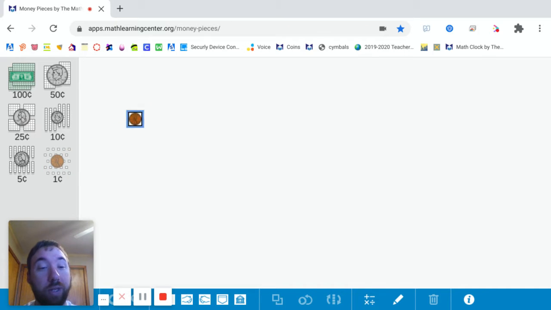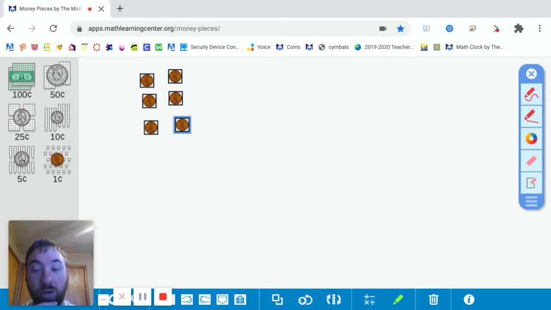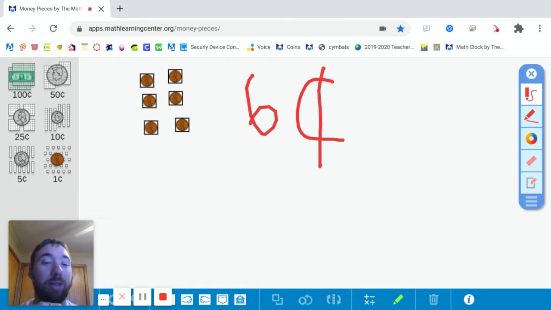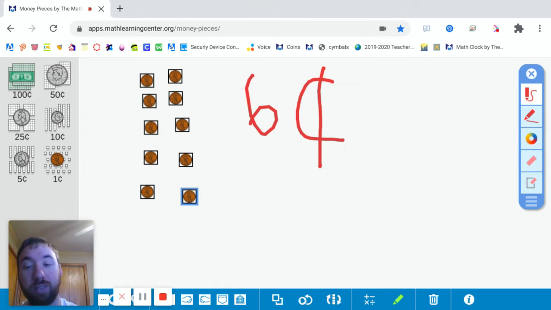So we've been working with pennies a lot this week, and we know that when we count pennies, they are just worth 1 cent each. So this total here is just 6 cents. Sorry about that. Easy enough, right? And if we keep adding, we have 6, 7, 8, 9, and here we have 10 cents.